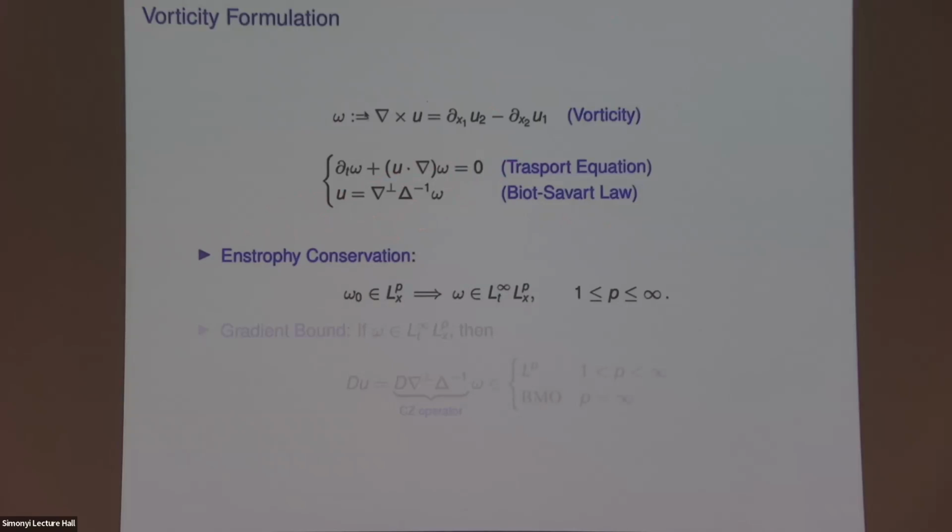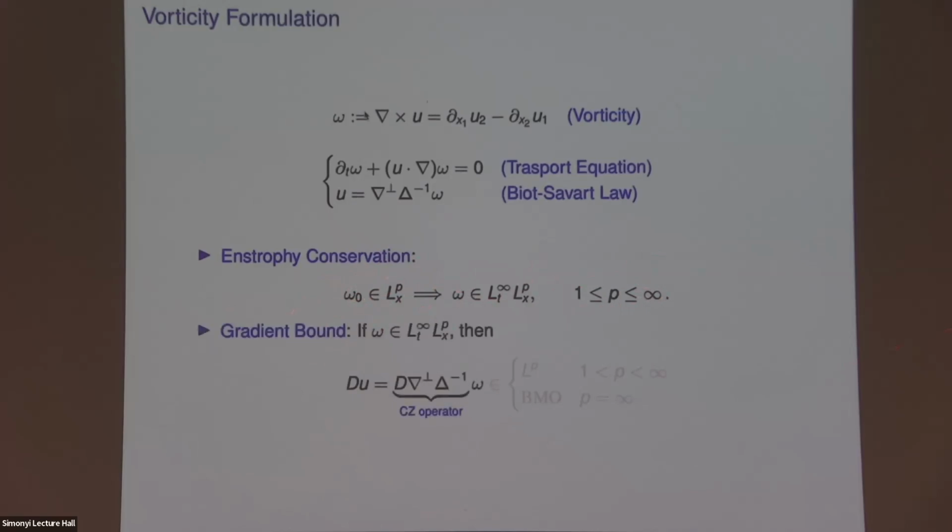Given the transport structure of the equation, it's natural to expect that the L^p integrability of the vorticity propagates in time. And in particular, one expects that for every p between 1 and infinity, the L^p norm of the vorticity should be constant, equal to that of the initial vorticity, the vorticity at time 0.